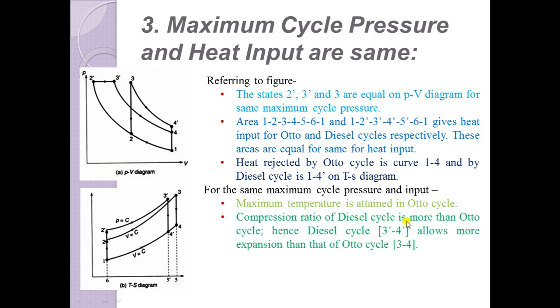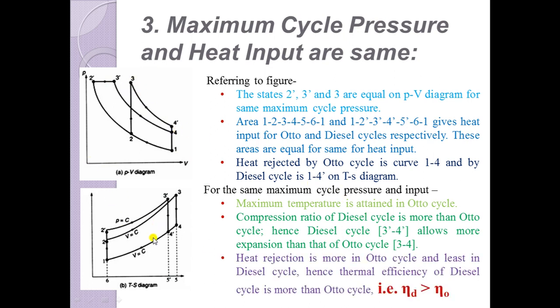So compression ratio of the diesel cycle is more than the Otto cycle, you can see here. Compression takes place from point 1 to 2 in the Otto cycle, and in the diesel cycle from point 1 to 2 dash. So compression ratio is more for diesel than Otto cycle, hence the diesel cycle 3 dash to 4 allows more expansion than that of the Otto cycle from 3 to 4. So expansion is more in the diesel cycle, which takes place from 3 dash to 4, when compared to expansion from 3 to 4 dash.